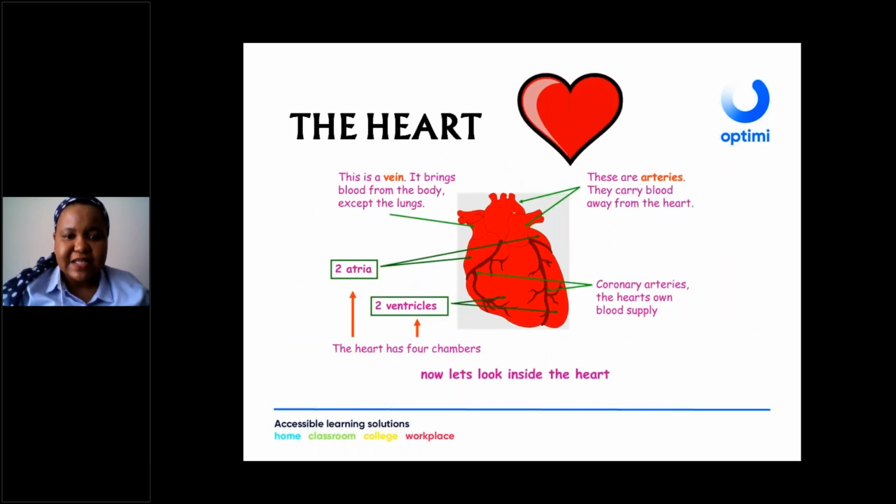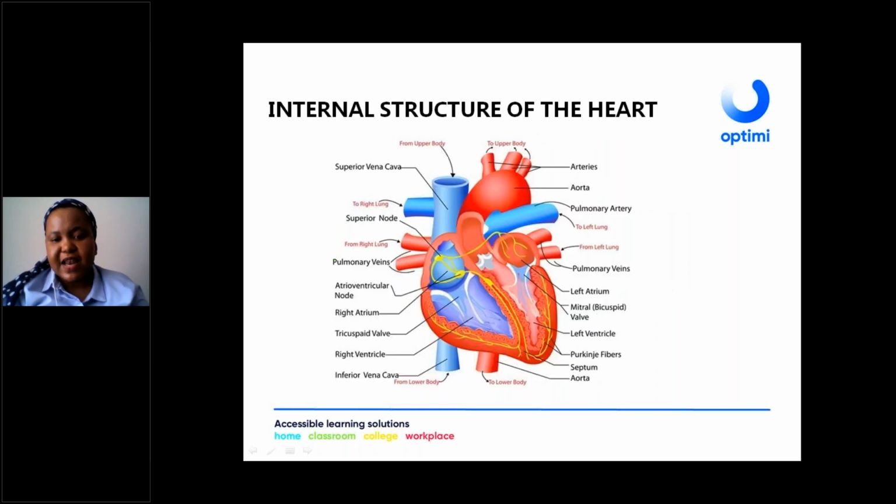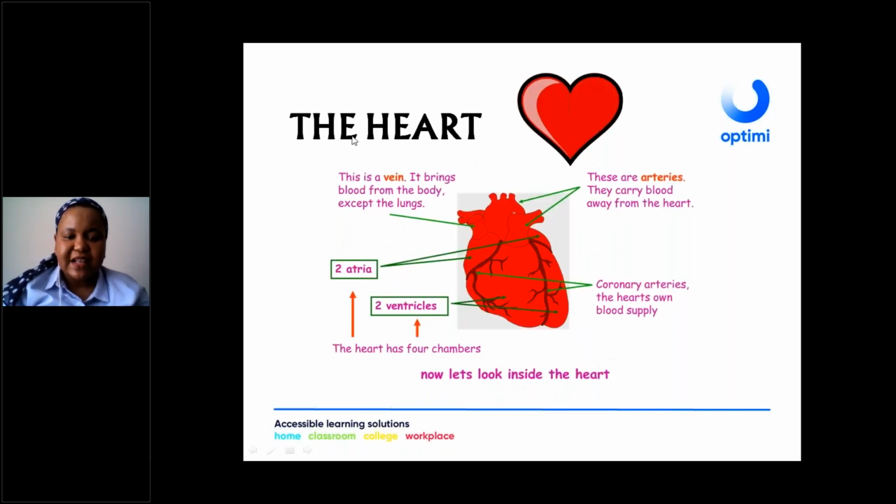So the heart is divided into 4 chambers. We have 2 ventricles: the right ventricle and the left ventricle. We also have 2 atria: the right atrium and the left atrium. Okay, so this is the external structure of the heart. I know some of you, when you think of a heart, you're thinking of that icon over there, which looks nothing like our heart, but this is how our heart looks, the external structure of the heart.